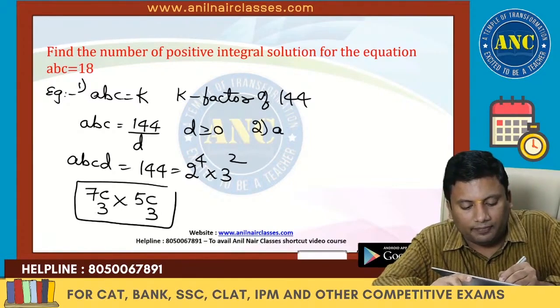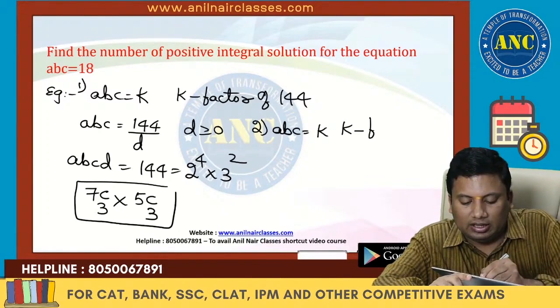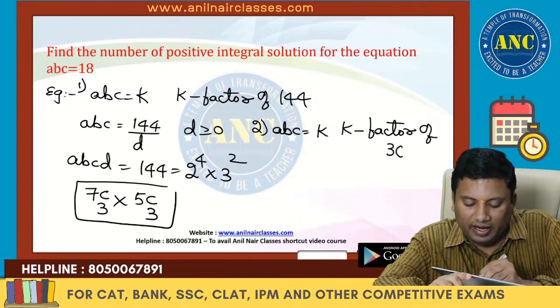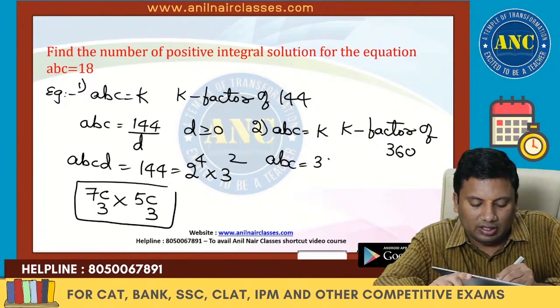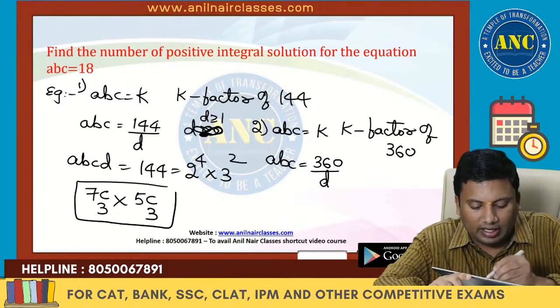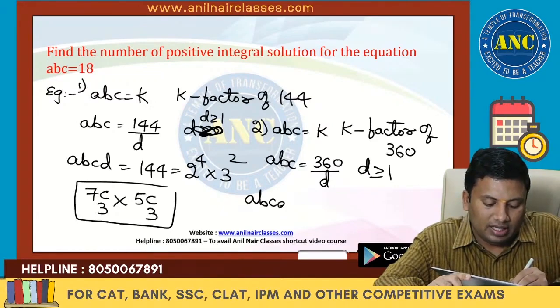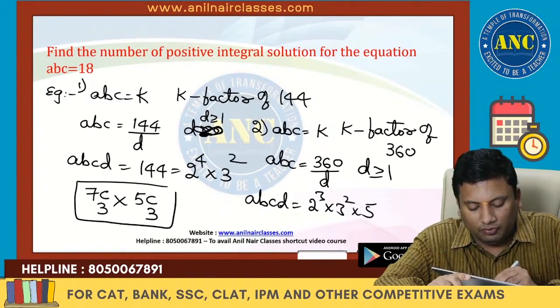One more question. ABC is equivalent to K, where K is a factor of 360. Any factor of 360 is nothing but 360 by D, where D is greater than or equivalent to 1. So ABCD is nothing but 2 cube into 3 square into 5 power 1.